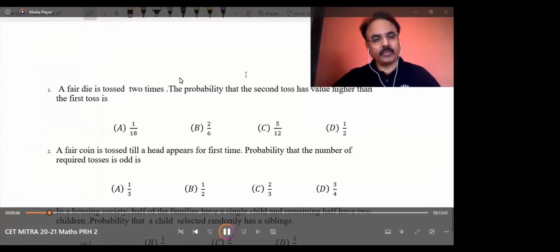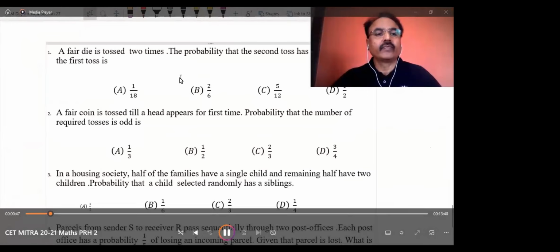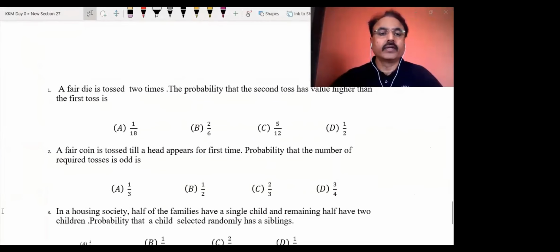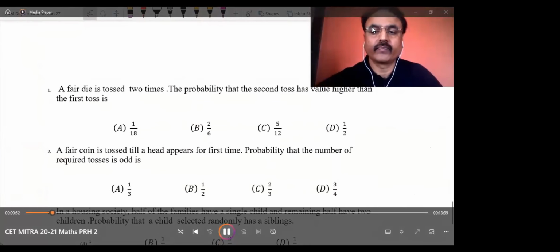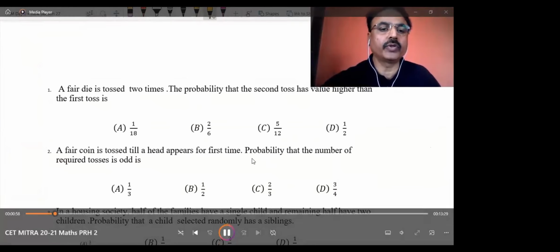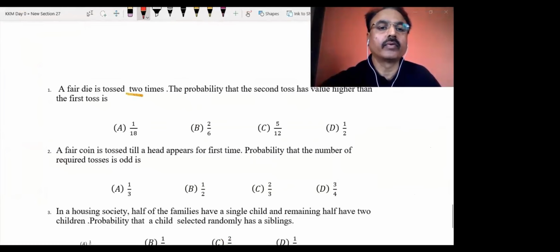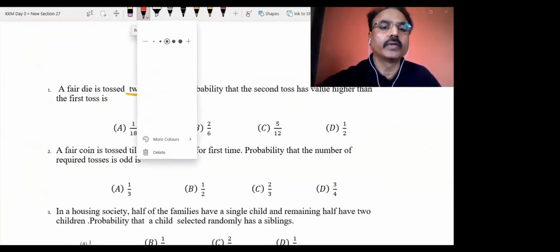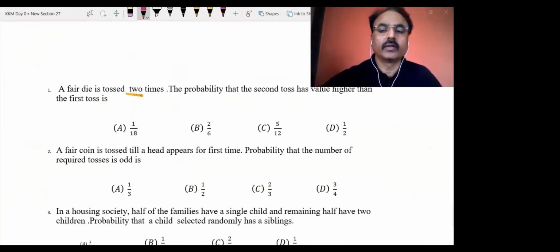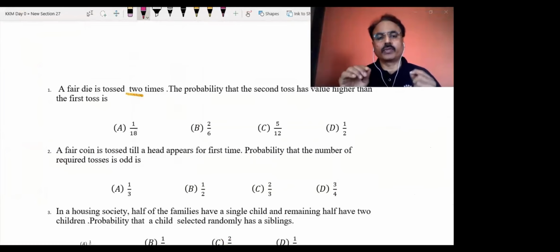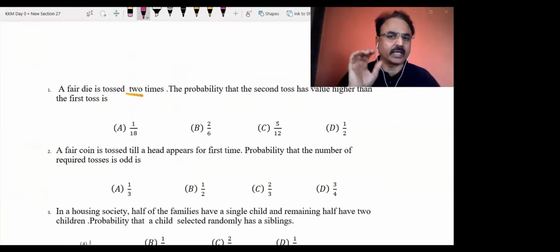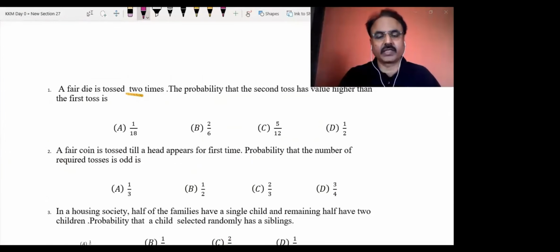The first example today I am solving is: a fair die is tossed twice. So how many times is it tossed? Twice. That is very important, that we should note down. Once you note down that it is tossed twice, the total number of outcomes, once you toss it, is 6. Two times you toss it, 6 into 6, 36.